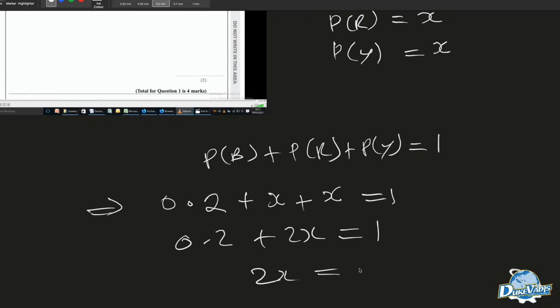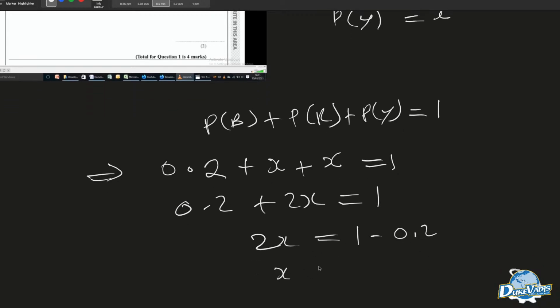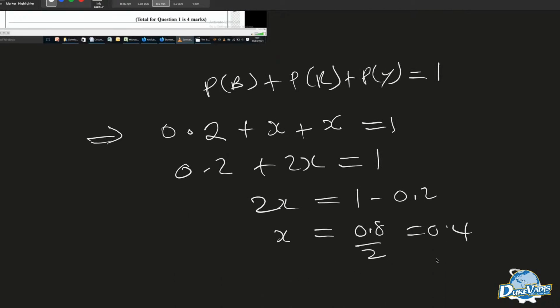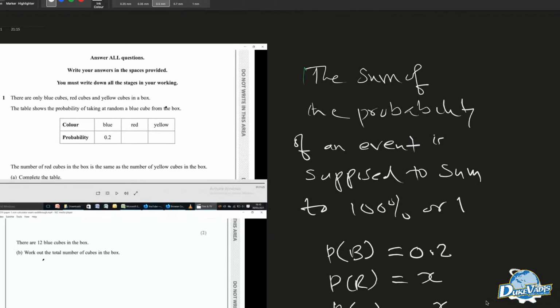So 2x equals 1 minus 0.2, and x equals 0.8 divided by 2, which is 0.4. So the probability of selecting red is 0.4 and that of selecting yellow is also 0.4. Then we can fill the table: here 0.4 and here 0.4.